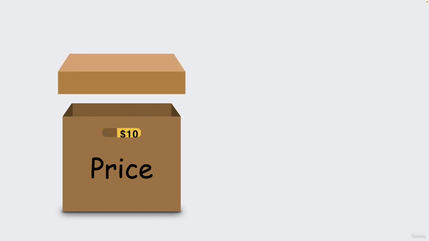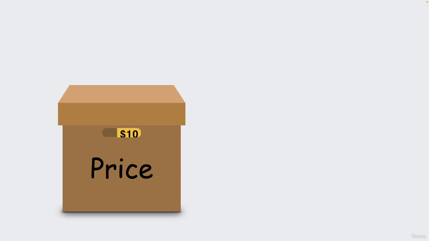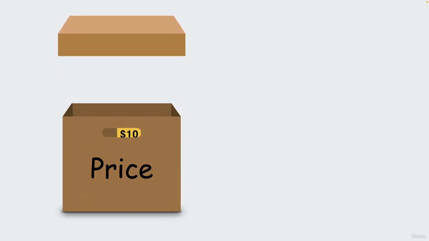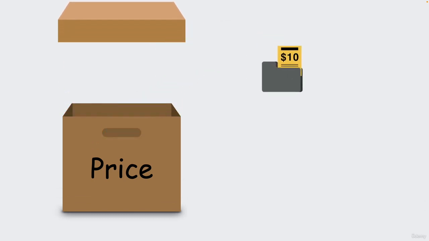So imagine that we have a box and let's name this box price, okay? And let's say we have a piece of information about the price of our product, which is $10. And we want to keep this information inside our price box, okay? Whenever we need this information, we can open the box and bring out the information. This box that keeps our information, we call a variable. And the information itself, we call a value.